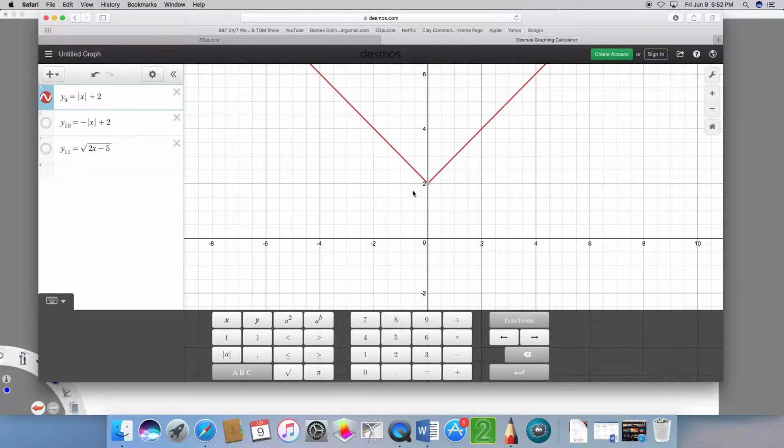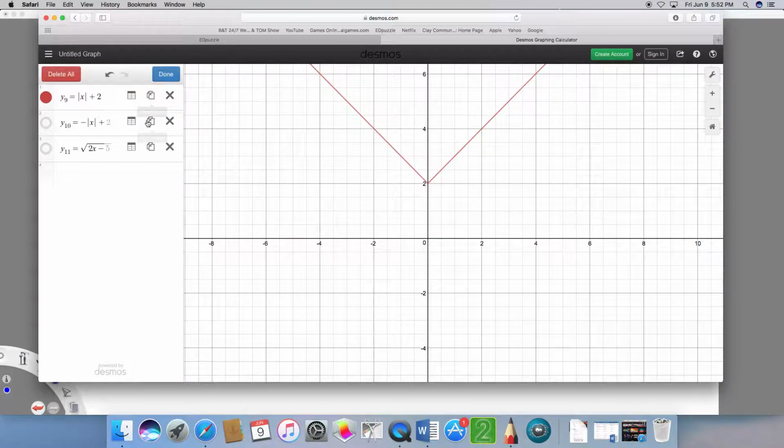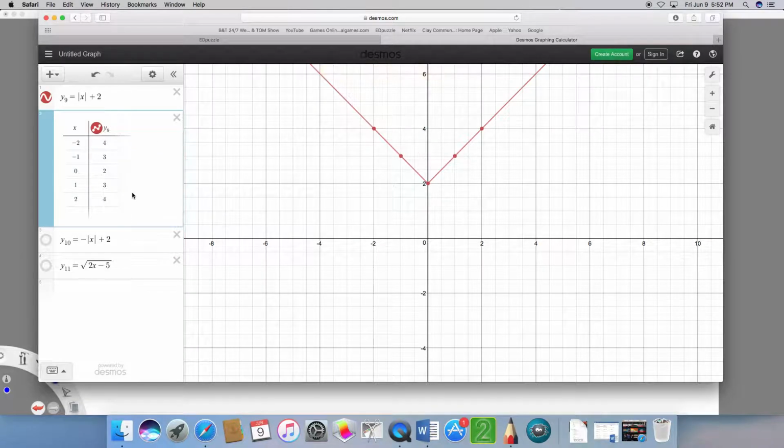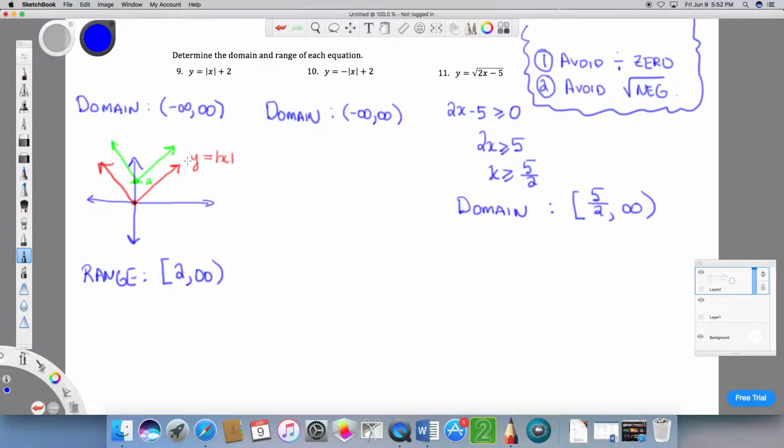So this entire graph, every single one of these y coordinates all have a value that is bigger than 2. Look at, I could extend this table forever, and all of these y values are going to be 2 or larger. Okay, so that's how. Here's our answers for number 9.